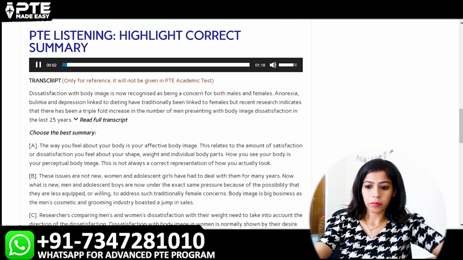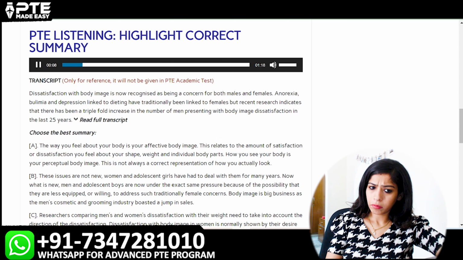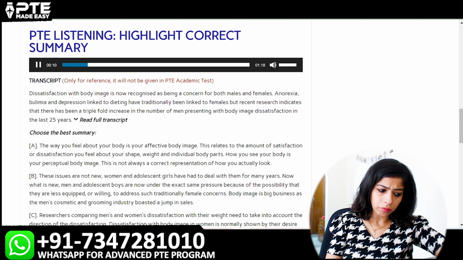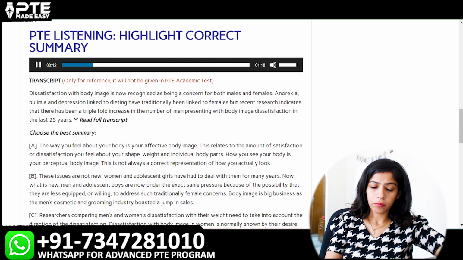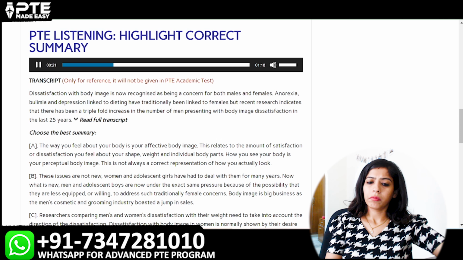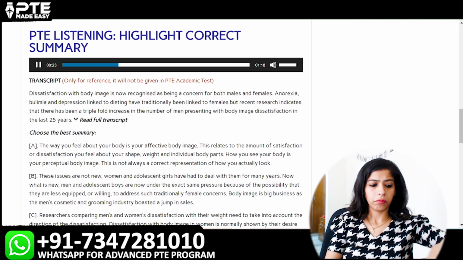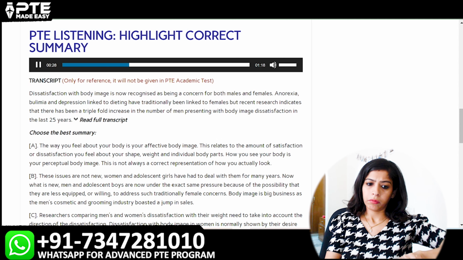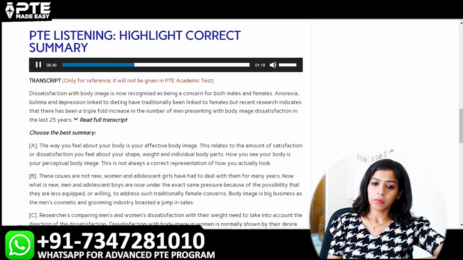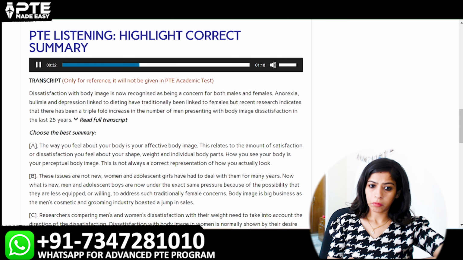Dissatisfaction with body image is now recognized as being a concern for both males and females. Anorexia, bulimia, and depression linked to dieting have traditionally been linked to females, but recent research indicates that there has been a triple-fold increase in the number of men presenting with body image dissatisfaction in the last 25 years. One explanation given for this is that with the changing roles of women and men in society, body shape is one way in which men can still show their strength and masculinity.